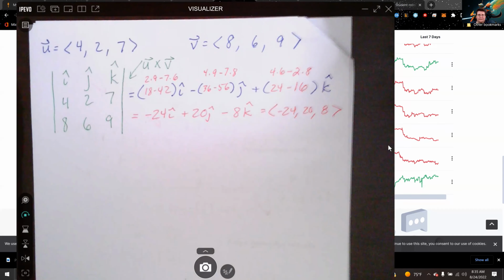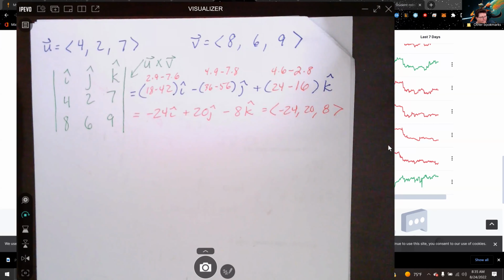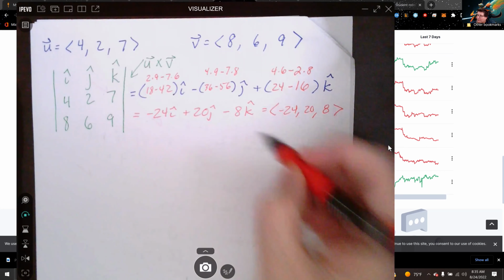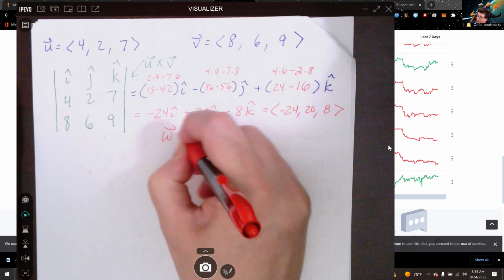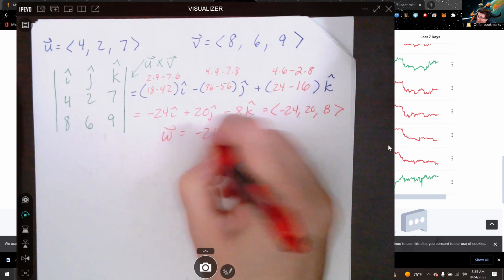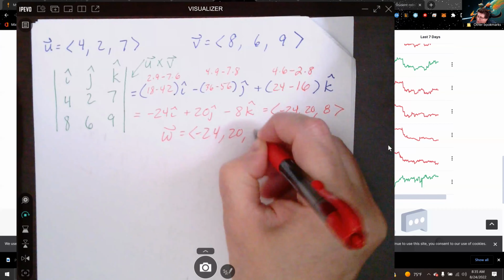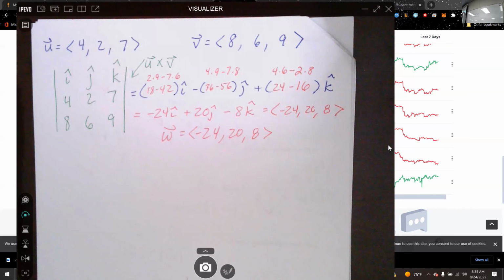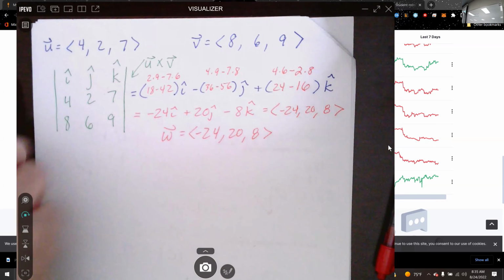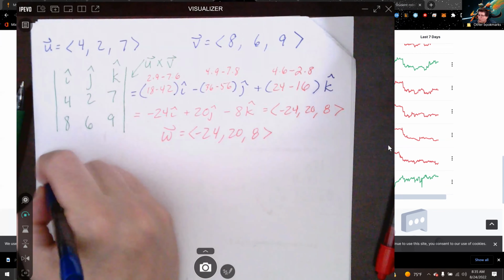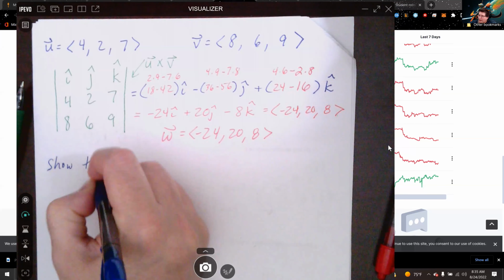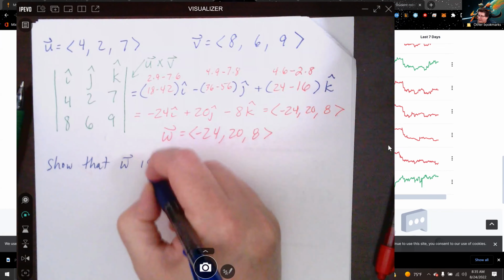Did you guys get that for the cross product? Good. If you got this, well, either way, this is the vector you should get. Your next challenge, should you choose to accept the mission: show that W is orthogonal to both U and V.